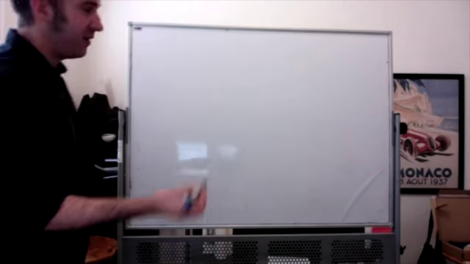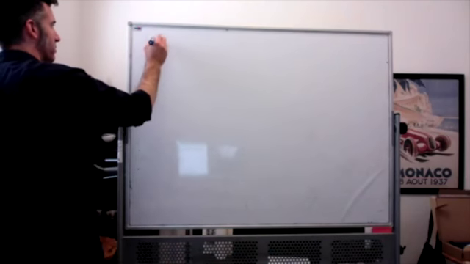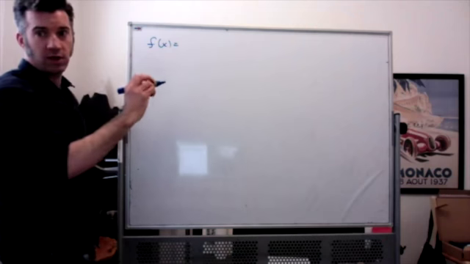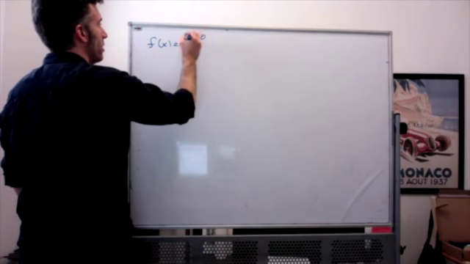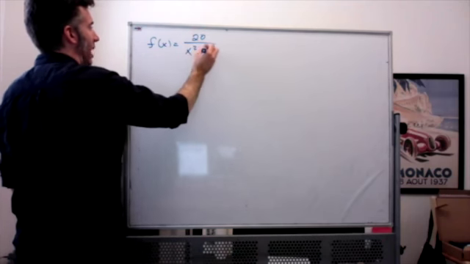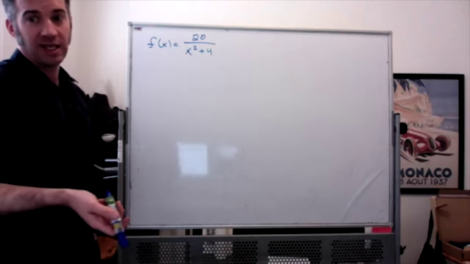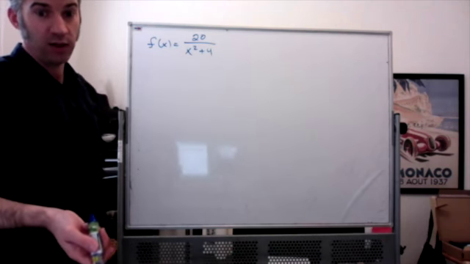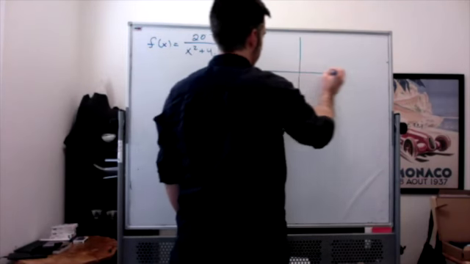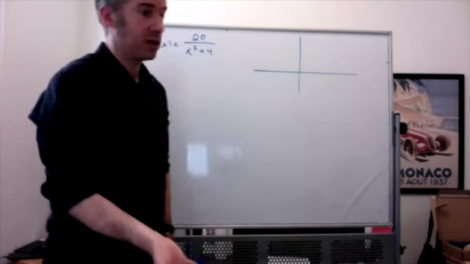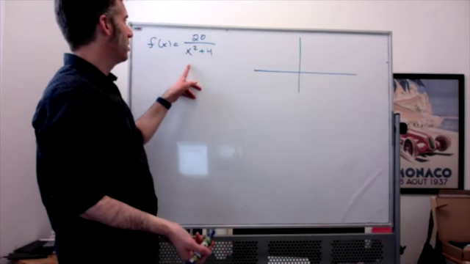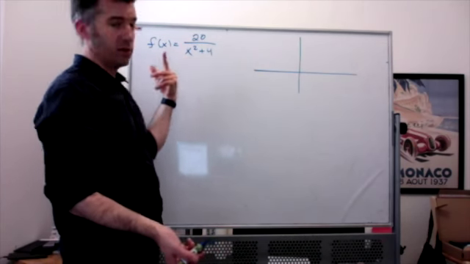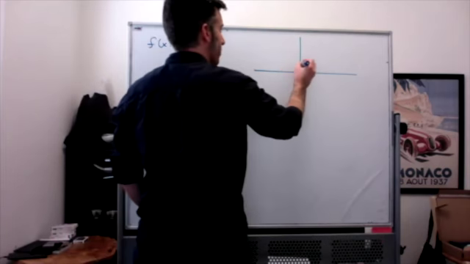So I want to find the domain and range of this function: 20 over x squared plus 4. Now, I will point out that this function is not one-to-one. If you're graphing this, it's actually an even function. It's got even symmetry. If x is 0, you get 20 over 0 plus 4, which is 20 over 4, which is 5.